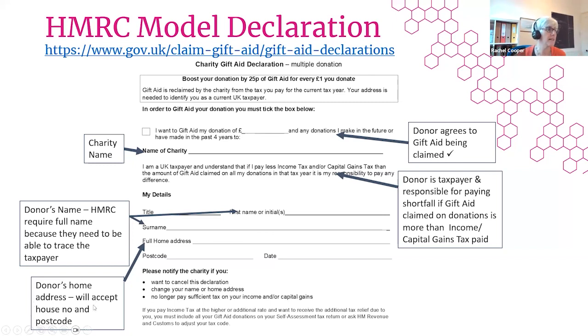They want their home address. They will accept their house number and postcode. So that's the basics of what goes on to a gift aid declaration.